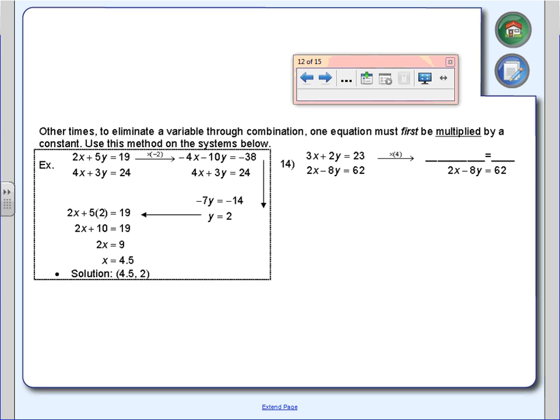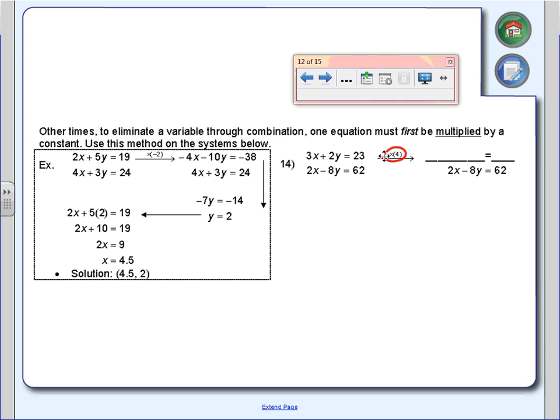So if we take a look at number 14 over here, the system we're working with is 3x plus 2y equals 23, and 2x minus 8y equals 62. Right now, as it is, if I add those two equations, the x's will not eliminate, nor will the y's. So we're going to add one little bitty extra step, and it's right there in front of us. It says we're going to multiply the first equation by a positive 4, and you'll see why in a second. So let's go ahead and do that.